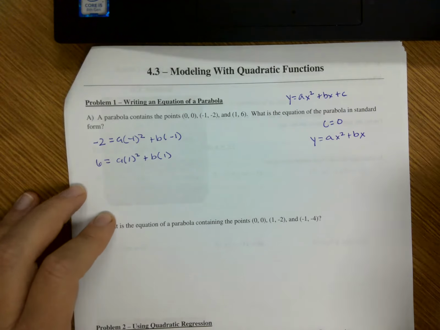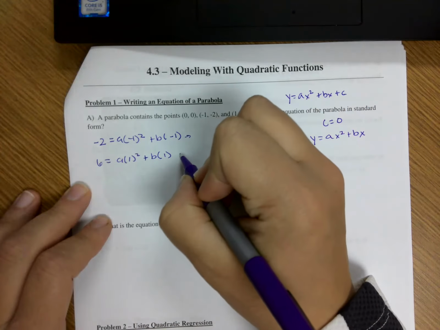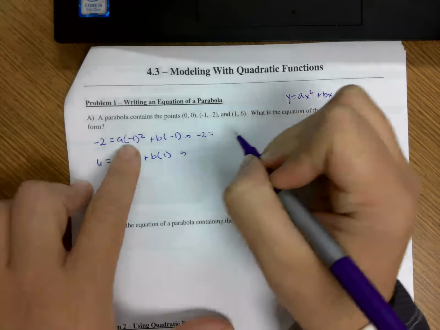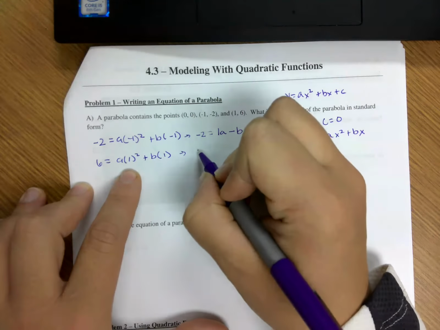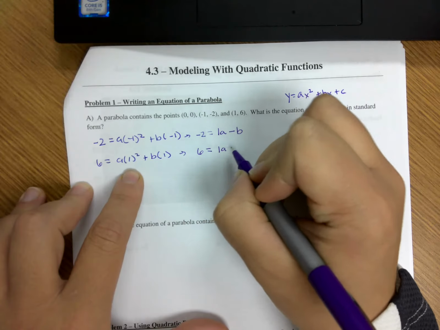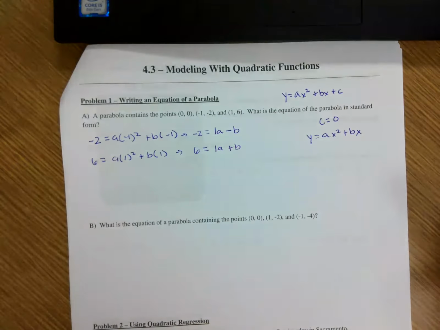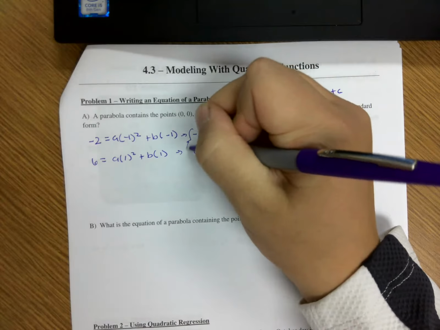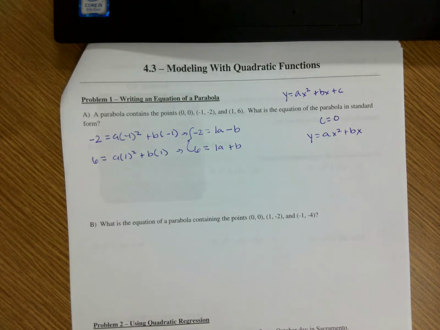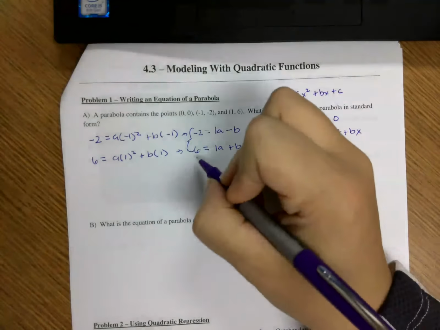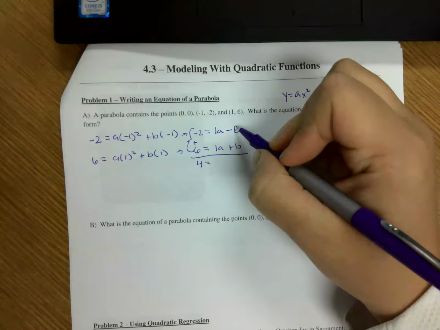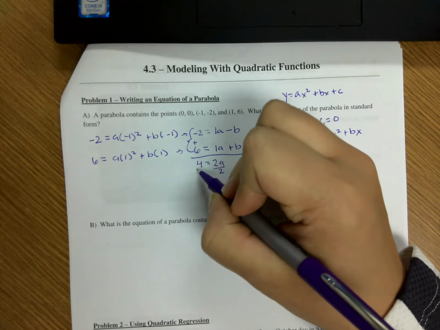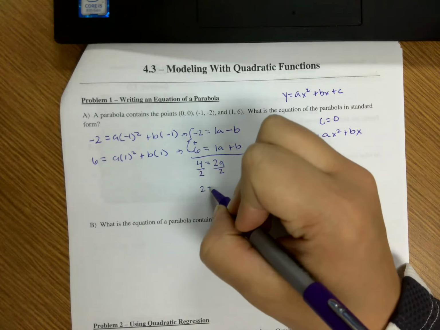And I can simplify both of those 2 equations. So my 2 equations are: negative 2 is equal to negative 1 squared is 1a, this becomes minus b. And now this equation, 6 is equal to 1a plus b. Now we have a system of equations. What? Yeah, I know how to do that because I mastered chapter 3 because I'm sweet. So I'm going to do elimination because these are already opposite each other. So I'm going to have 4 is equal to, when I add these 2 together, 2a. So divide by 2, I get 2 is equal to a.